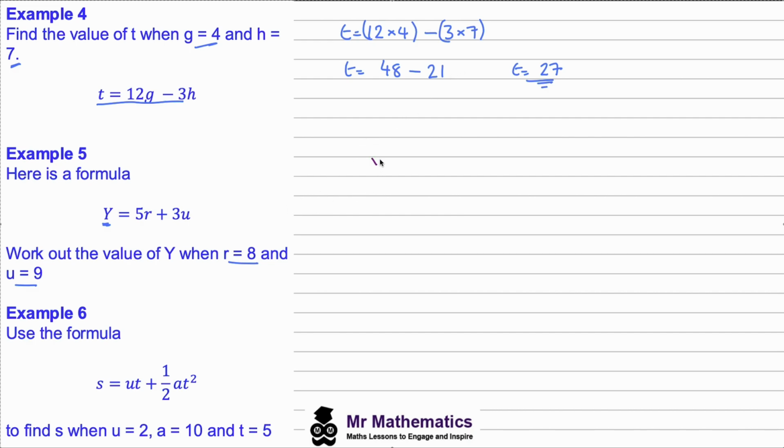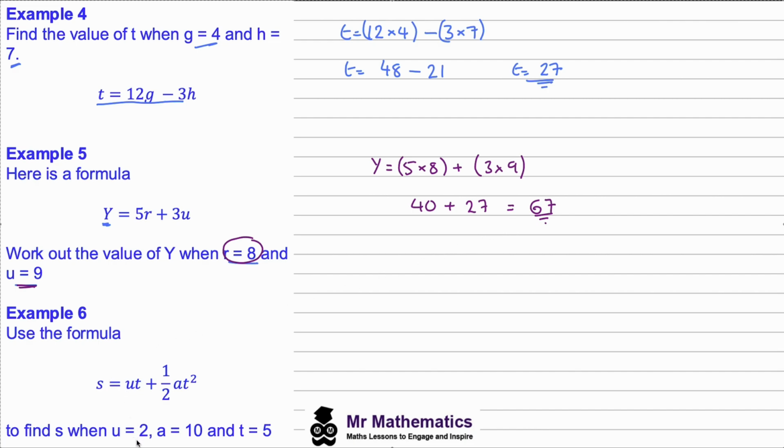Okay, so Y will be 5 lots of R, and R is the 8, plus 3 multiplied by the U, and U is 9. 5 times 8 is 40. 3 times 9 is 27. And when we add these together, we get 67 is Y. Okay? So finally, do you want to try question 6?